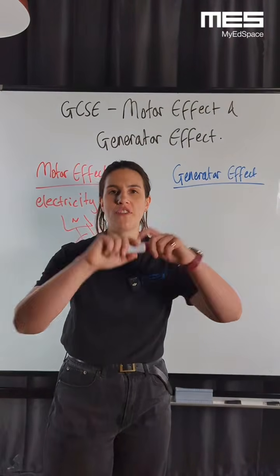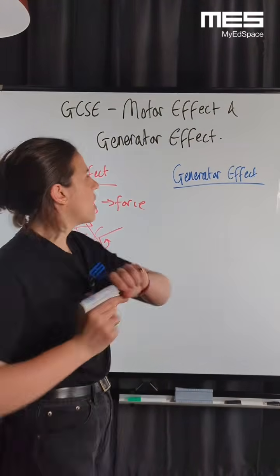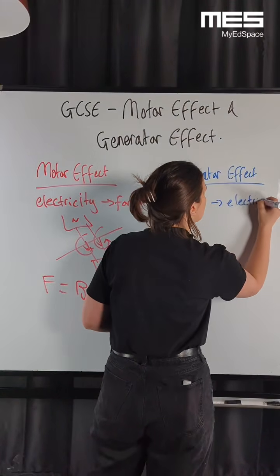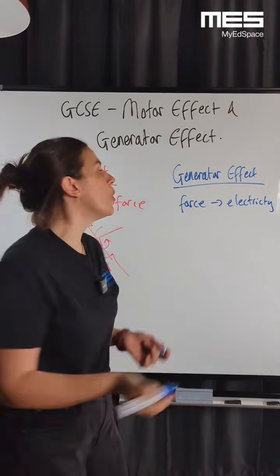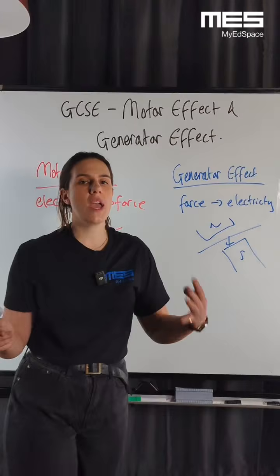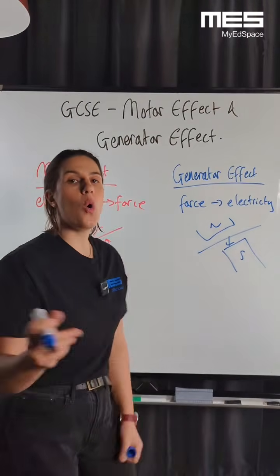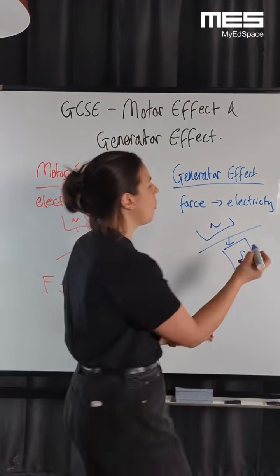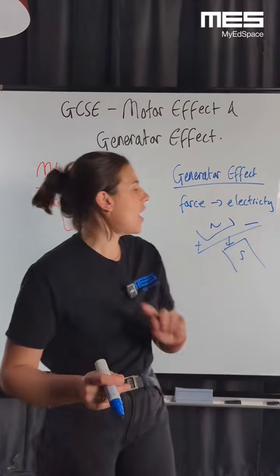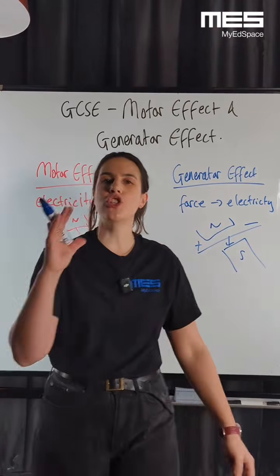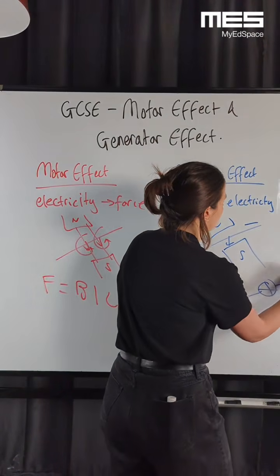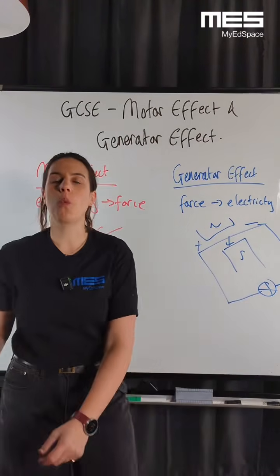Right, generator effect, let's flip it. So this time with the generator effect, we are using force to produce electricity. When we move just a normal wire through a magnetic field, something weird happens to the electrons in that wire. They're all going to move to one end of the wire. So I'll wind up with a negative end of my wire and a positive end of my wire. And as you all know, if I've got a negative at one end and a positive at the other, I've induced a potential difference. If I then connect that wire to a complete circuit, current will flow.